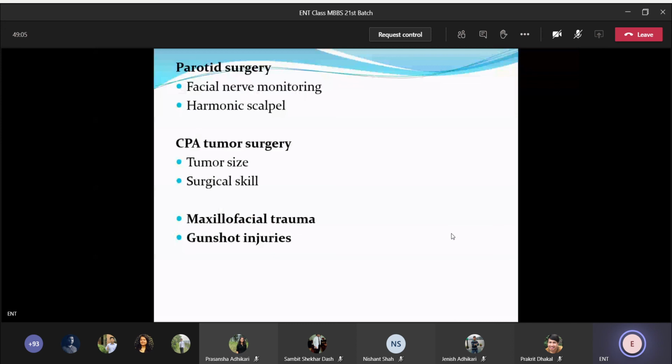So it can happen in mastoid surgery, parotid surgery, CP angle tumor surgery, and maxillofacial trauma or gunshot injury. These are the causes for the extratemporal segment of the facial nerve paralysis.